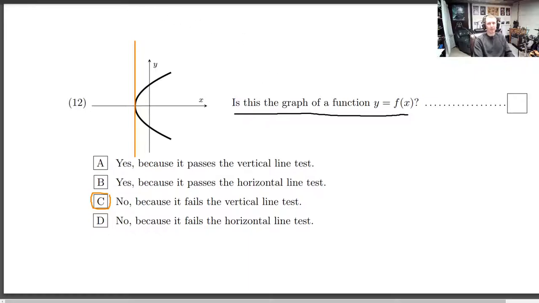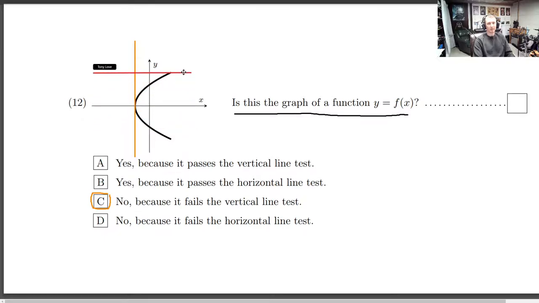What is the horizontal line test? The horizontal line test is similar. You create a horizontal line, and you slide it up and down on the graph, and you ask, does a horizontal line cross twice or more? If it does, then it does not have an inverse. Does this graph have an inverse? Yeah, it does. It does, because no horizontal line crosses more than one time.